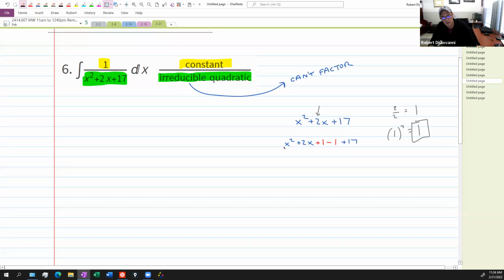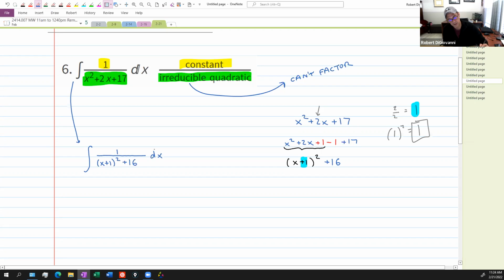Now by doing this, I'm guaranteed that the first 3 terms will factor to be x plus 1 squared. And remember I said that that plus 1 is actually from that first number. That will always be the number here. And then I still have minus 1 plus 17, which gives me plus 16. Now, when we do that and rewrite the problem, we get x plus 1 squared plus 16 dx. Anyone have an idea what I'm going to do now?